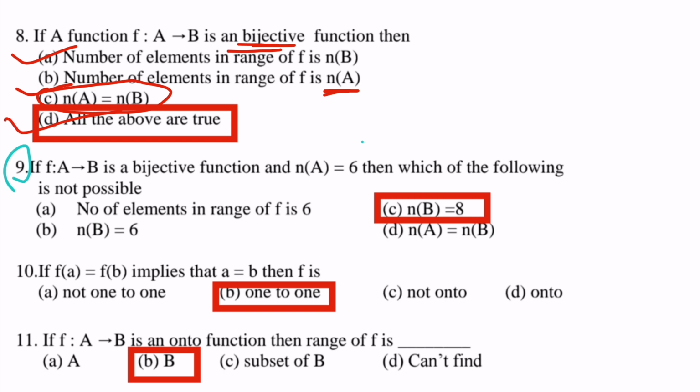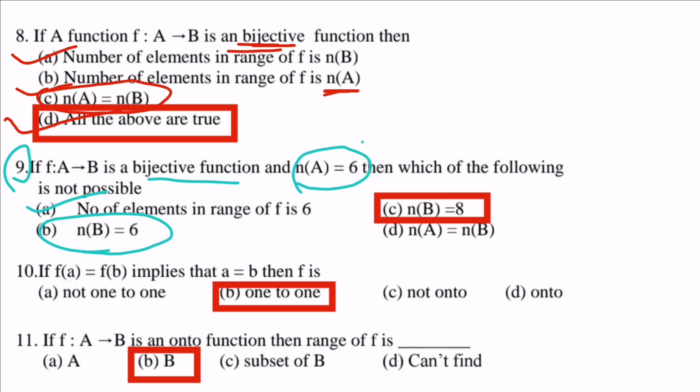MCQs 9. If f from A to B is a bijective function and the number of elements in A is equal to 6, then which of the following is not possible? Number of elements in the range of f is 6. It is possible. Number of elements in B is equal to 6. It is also possible. C. Number of elements in B is equal to 8. It is not possible because the function is bijective. If the number of elements in A is equal to 6, then the number of elements in B must be 6.